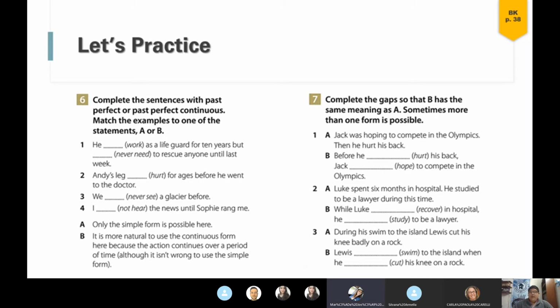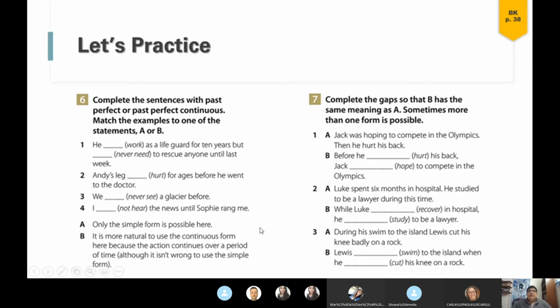And then we have the other uses. It is more natural to use the continuous form here because the action continues over a period of time. Okay, that is to put emphasis on the duration of the action. We use had been working, had been hurting. Okay, in these two cases, I'm putting emphasis on the duration. That's why I use the past perfect continuous. Let's go to the next exercise.